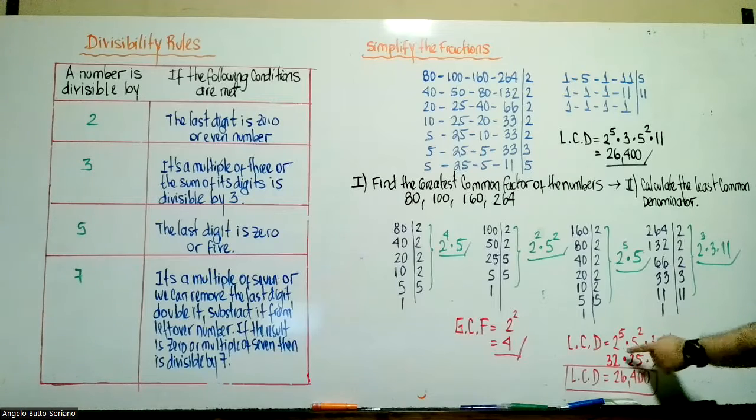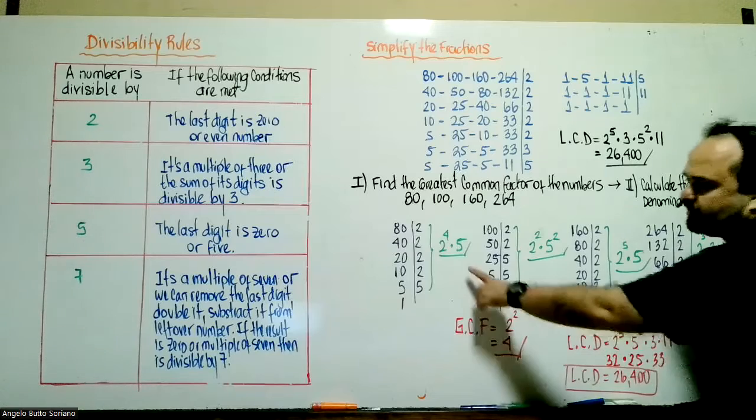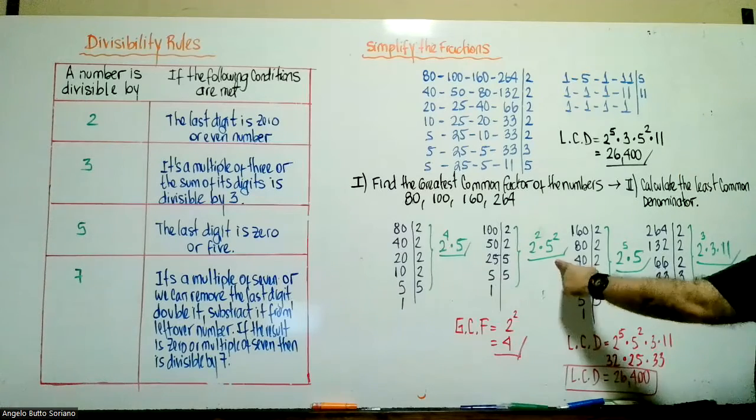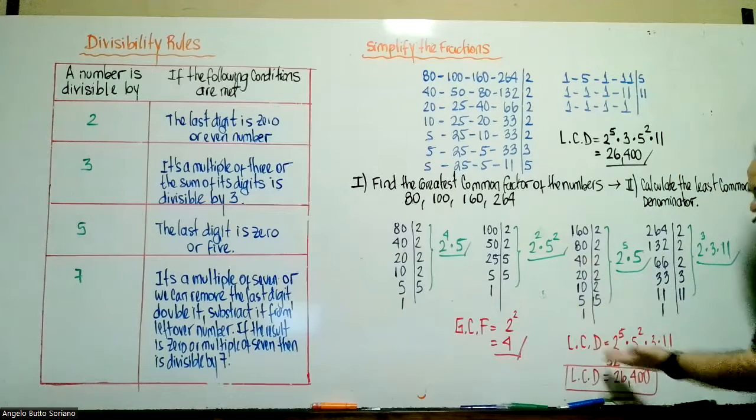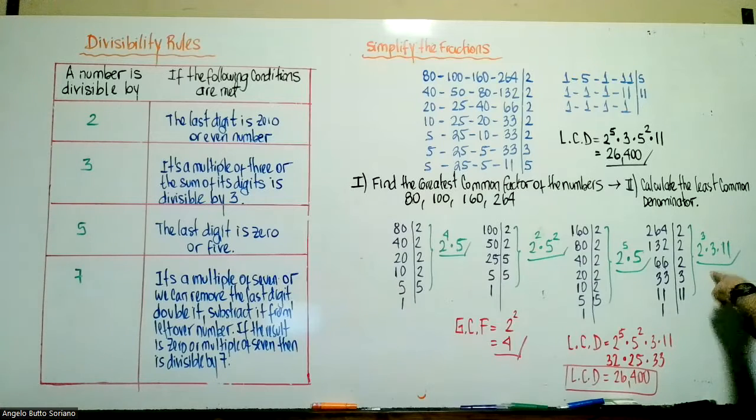Por lo tanto, si tenemos 2 a la 5, tenemos 32, 5 al cuadrado sería 25. Recuerde que aquí el 5 se repite una vez, aquí se repite una, aquí se repite dos, entonces tomamos el de la mayor frecuencia. El 3 y el 11, como solo aparecen una vez, pues ok, los copiamos y aquí tendríamos el mínimo común múltiplo. Ese es el método 1.